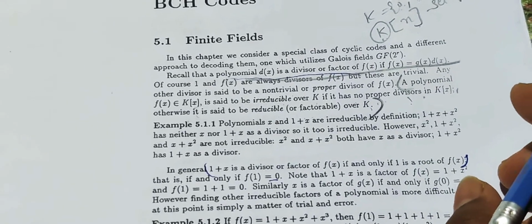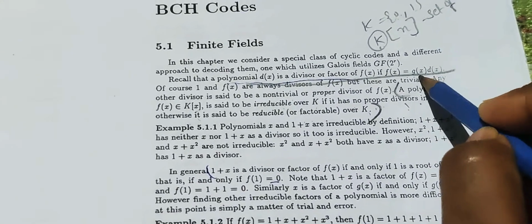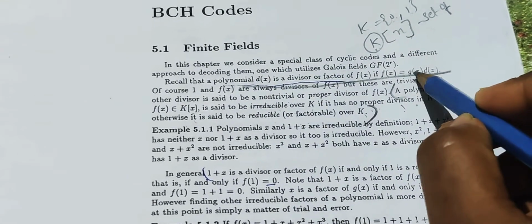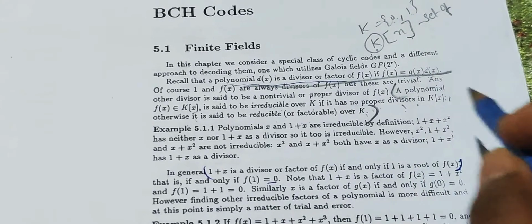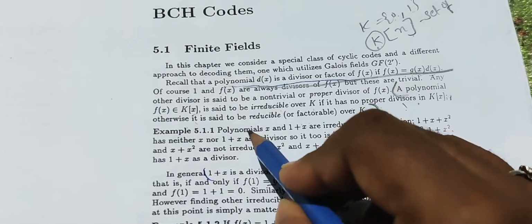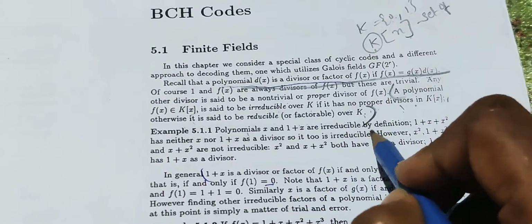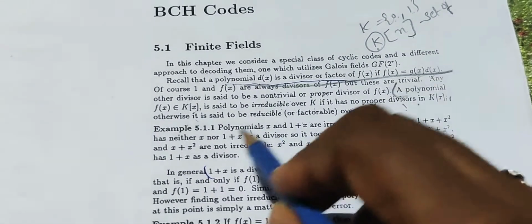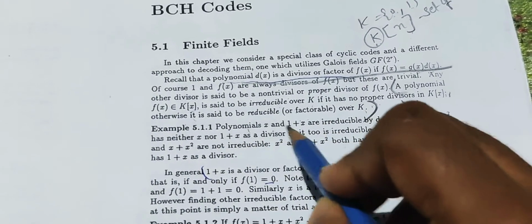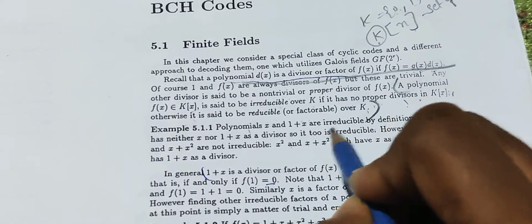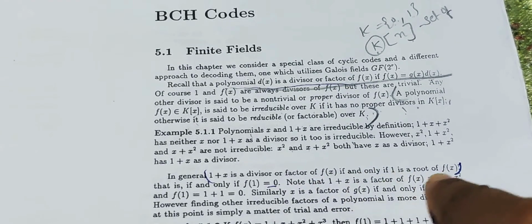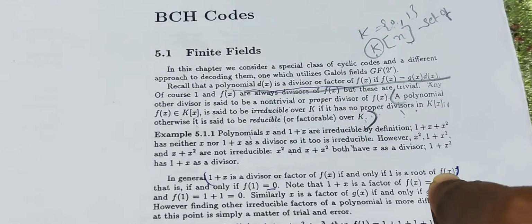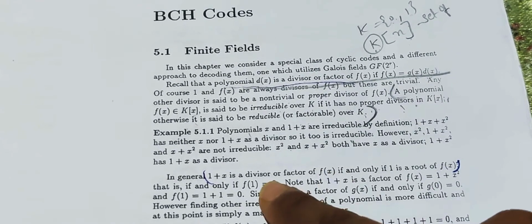That is, f of x cannot be represented as g of x into d of x, otherwise it is reducible. So that is irreducible. The polynomials x and 1 plus x are irreducible by definition. 1 plus x square has neither x nor 1 plus x as a divisor, so it is also irreducible. Next, 1 plus x is a divisor or factor of f of x if and only if 1 is a root of f of x.